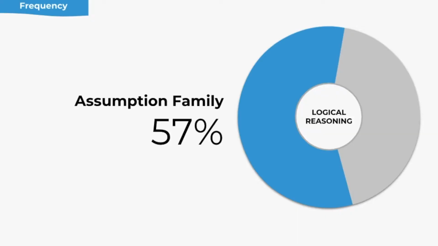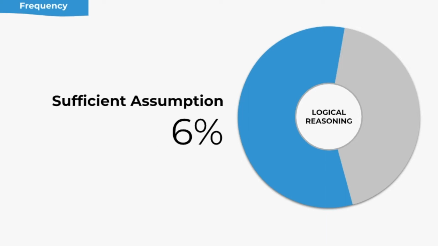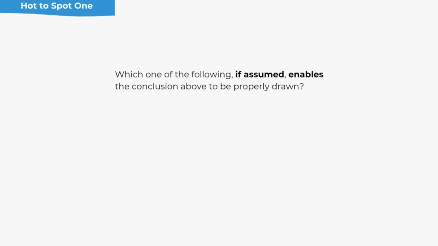In the logical reasoning section, 57% of all questions are within the assumption family, of which the sufficient assumption question type is a member. And 6% of all logical reasoning questions are sufficient assumption questions. So while it's not the biggest question type out there, it is still a major player. It's the kind of question that can really push you ahead because it is generally considered a harder question type. You spot a sufficient assumption question with language within the question stem itself.